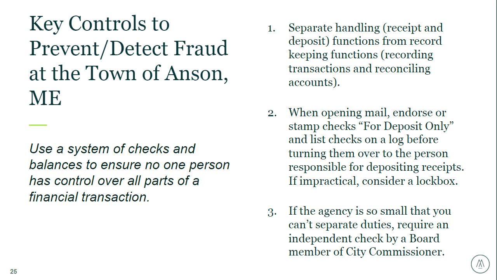And then if your agency or your organization is so small that you can't separate the duties, then requiring an independent check by a board member, a commissioner, someone outside the finance department or outside management, that's also a really good control to implement to ensure that there is at least a little segregation of duties. Someone else is putting their eyes on the information that's flowing into the general ledger.